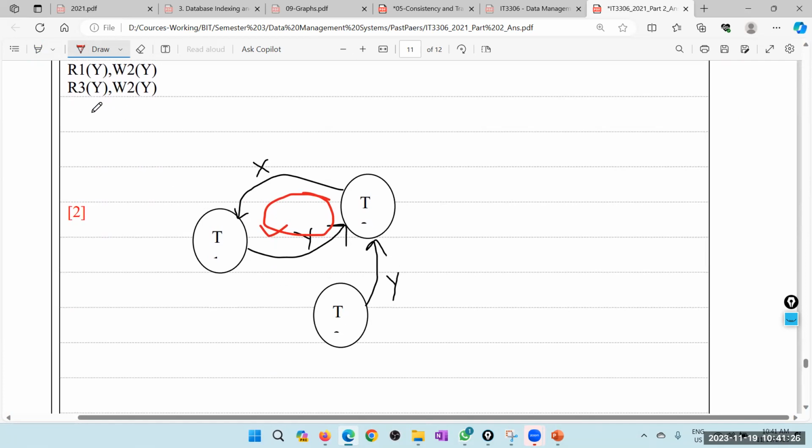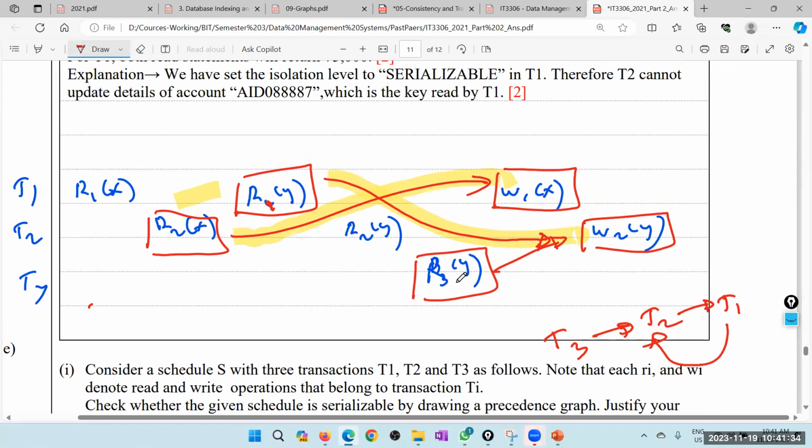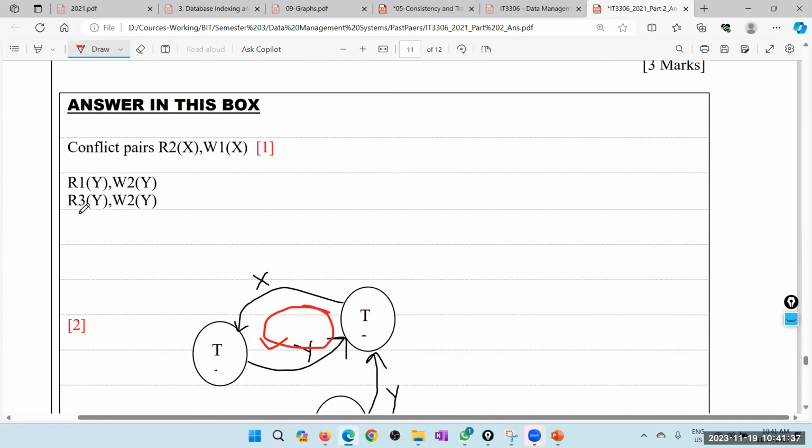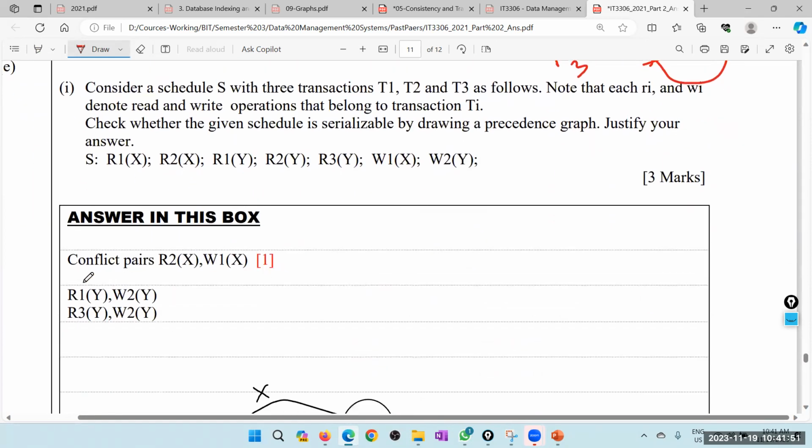So I think this is not properly written. So definitely the conflict is between T1 and T2. So okay, there's nothing wrong with T3. So therefore definitely this answer is wrong. So this must be between read 1y and write 2y, read 2x and write 1x, because read 3 has nothing to do with the conflict, right? So therefore, I think they have made a small mistake there. Okay. Right.